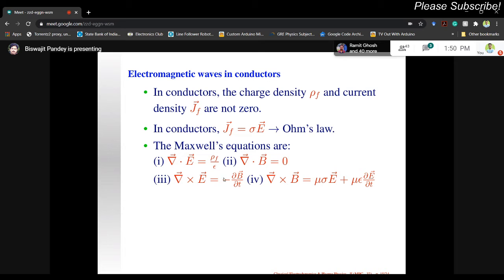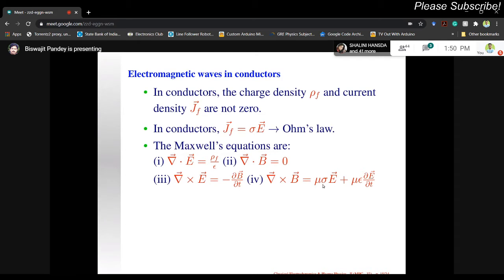Curl of E will be minus del B del t, Faraday's law. And the fourth one, the modified Ampere's law: you see there are two terms. The first term is mu times the current density. The second term is mu times epsilon times del E del t. In the case of a dielectric or vacuum, the first term was 0, because there were no free charges, so there was no current density, so that term was 0.